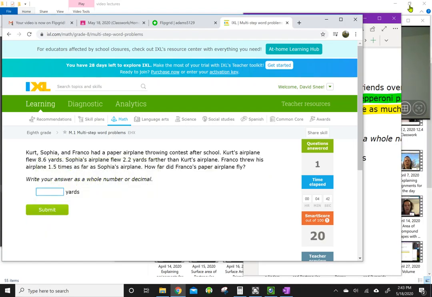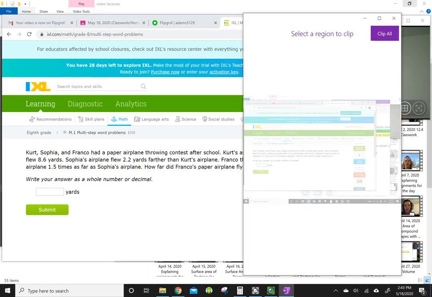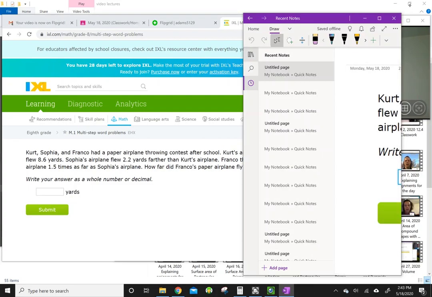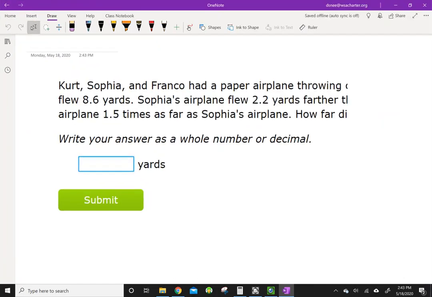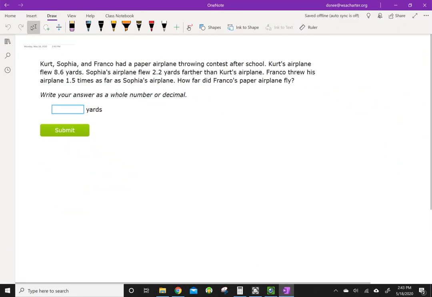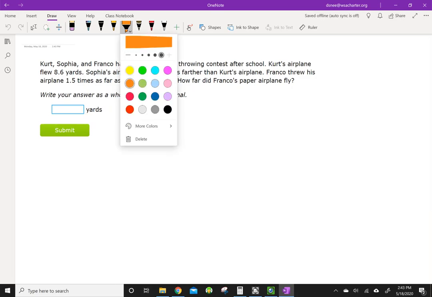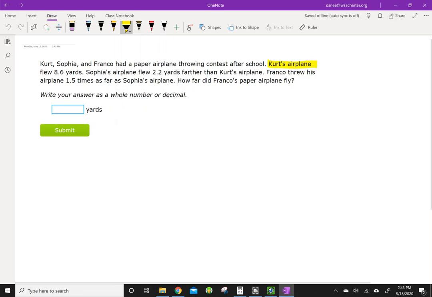Okay, so I'm going to take a picture of another one. We're going to read about Kurt, Sophia, and Franco. They had a paper airplane throwing contest after school. Now, Kurt's airplane flew 8.6 yards. That's pretty far. That's 8.6 times 3 is about 25 approximately.